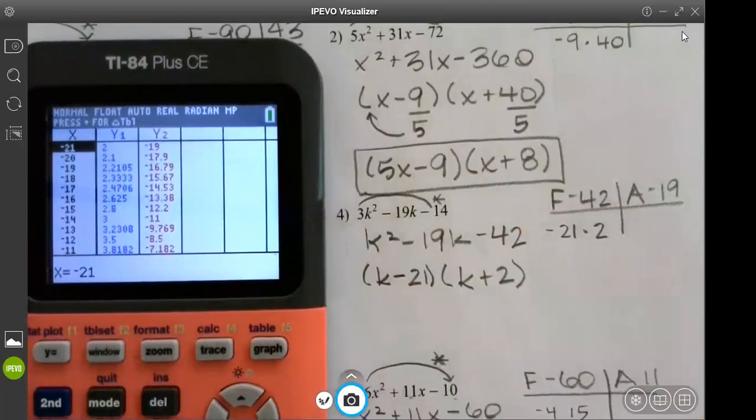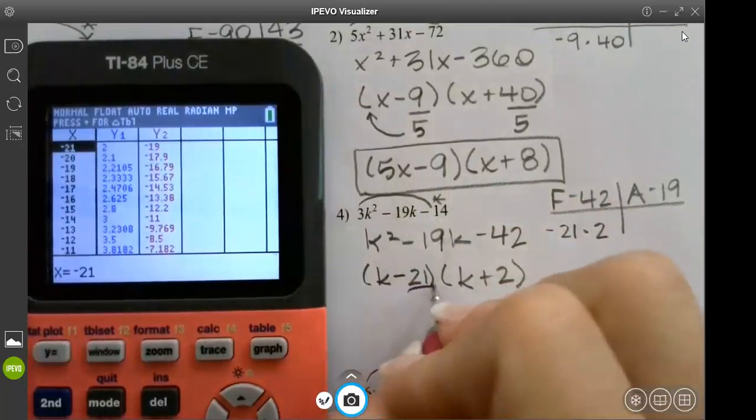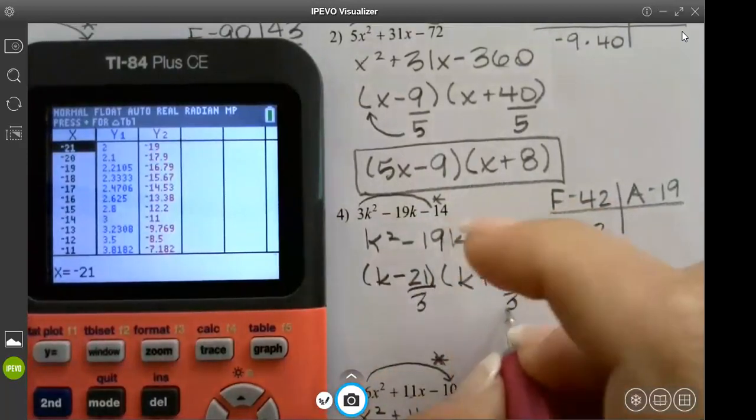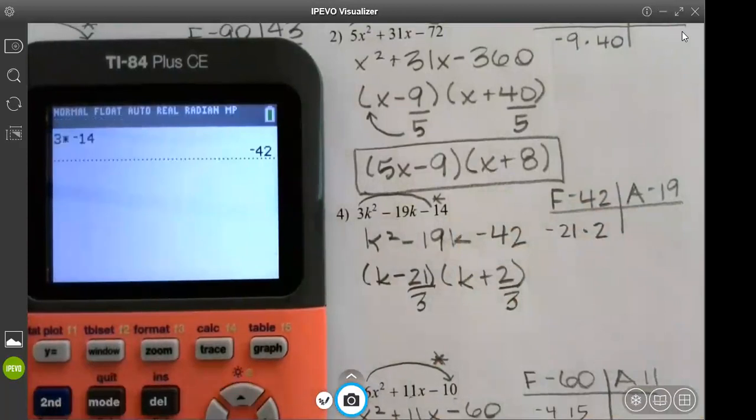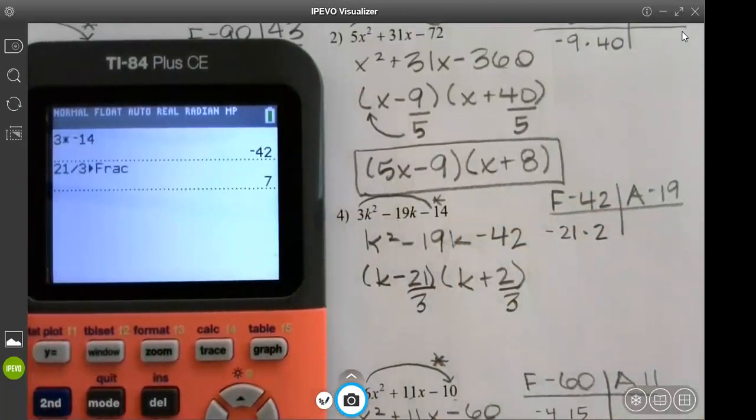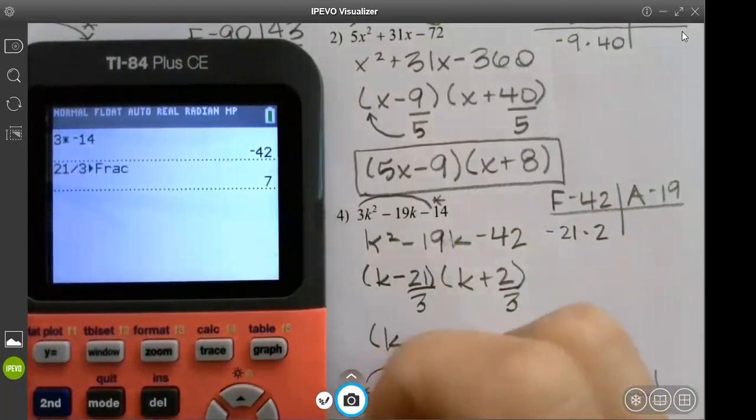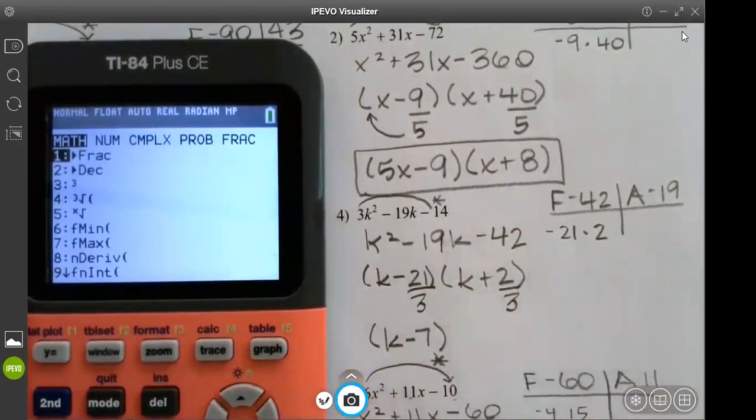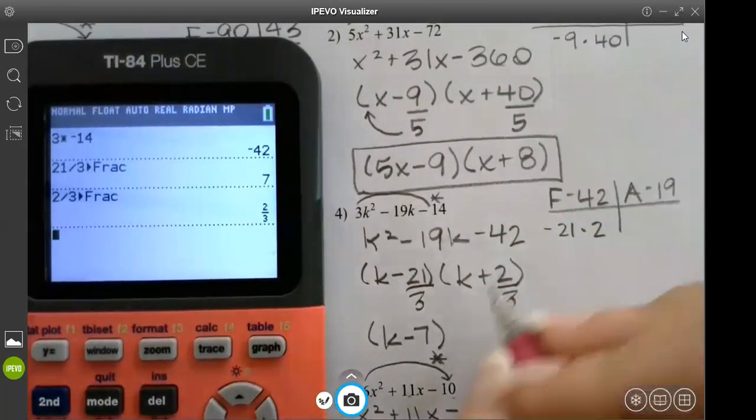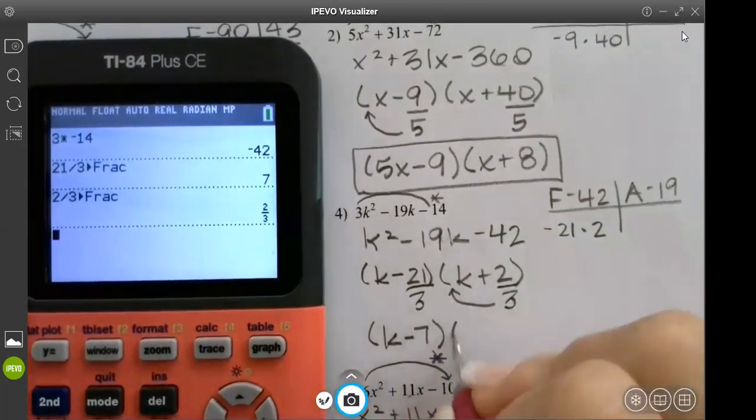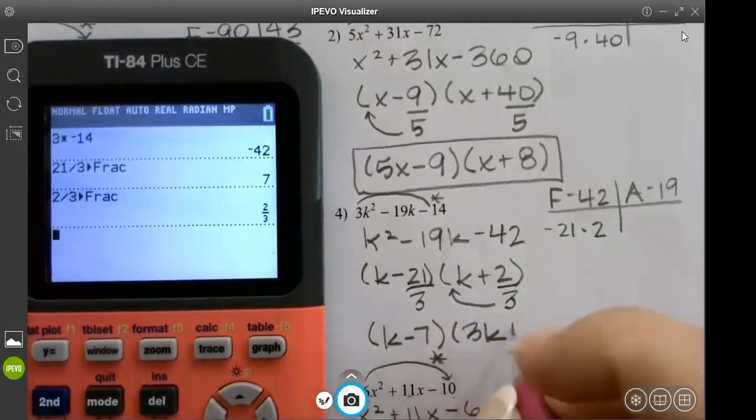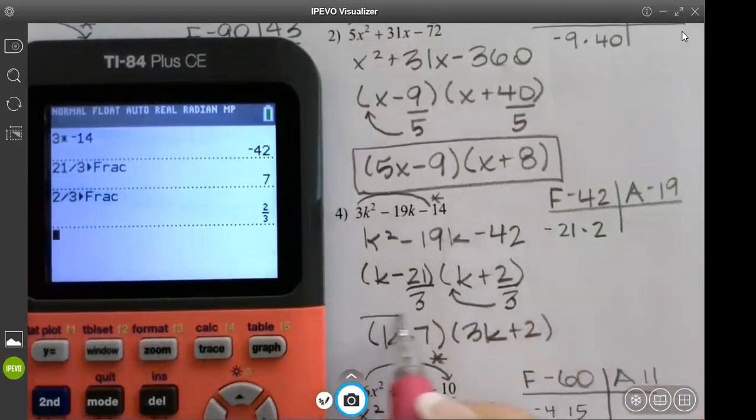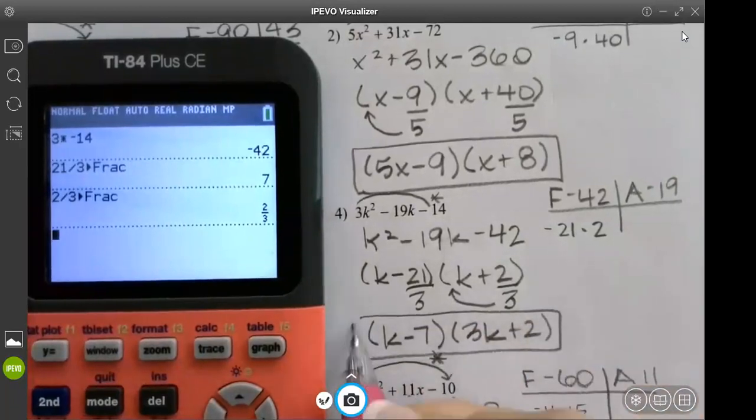Don't forget the next part. I did slide. Now I have to divide by 3. If I put it in my calculator, 21 divide 3, math, enter. I get 7. So this one's just k minus 7. 2 over 3, math, enter doesn't change. So I just slide my 3 up. And then you're done.